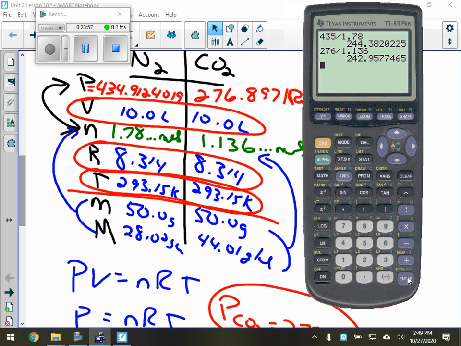Yes, because the greater the amount, the greater the pressure. It has to be, because everything else is the same. So keep that in mind for down the road. The more amount you have, the greater the pressure. The less you have, the lesser the pressure. All right? Now, we're going to do one more example here.